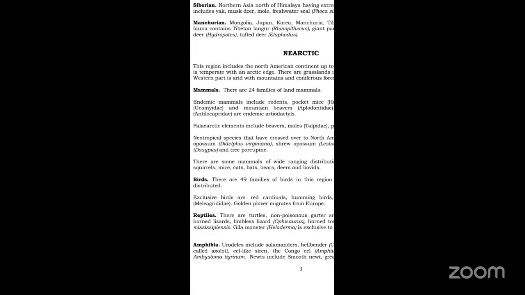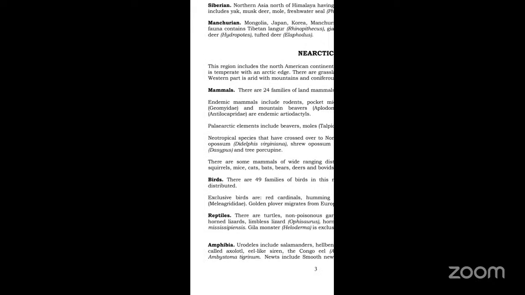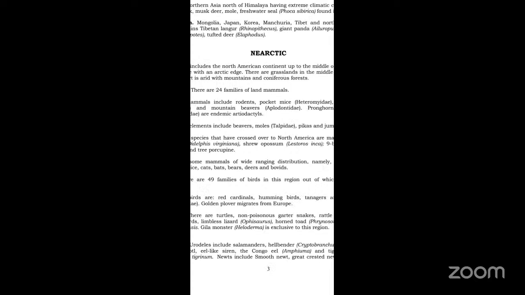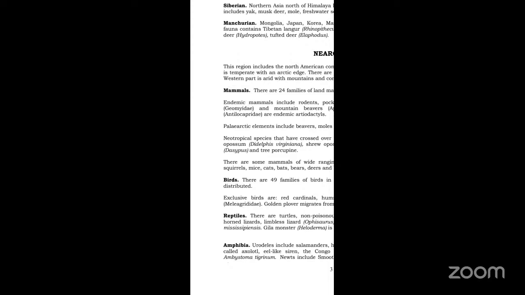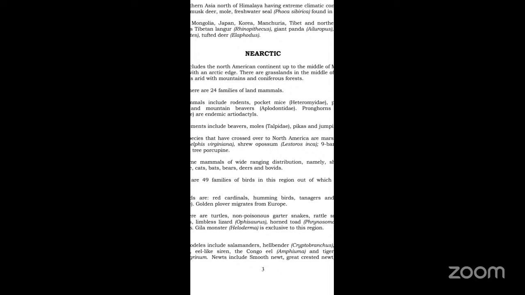The next is the amphibia. The amphibia are nothing but the urodeles. Now these urodeles include salamanders. Then you have the hellbender. Then you have the neotenic larva called axolotl larva. Then you have the eel-like siren. Then the Congo eel is present, and also you have tiger salamanders, that is Ambystoma. And also you have the newts, which include the smooth newt and the great crested newt, as well as the banded newt.